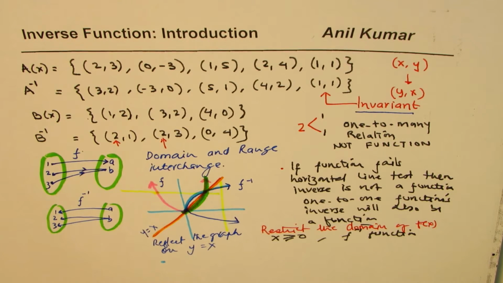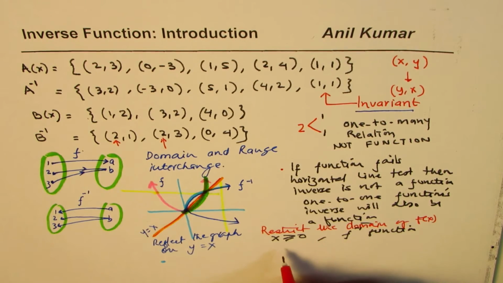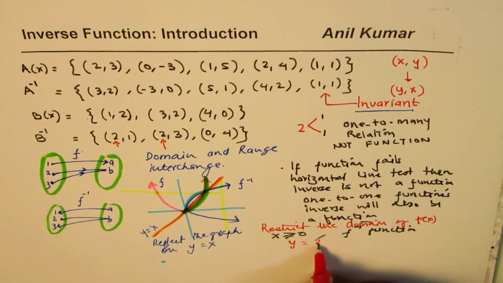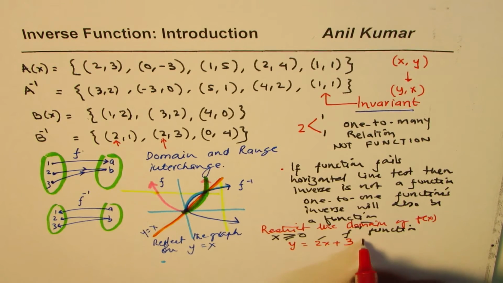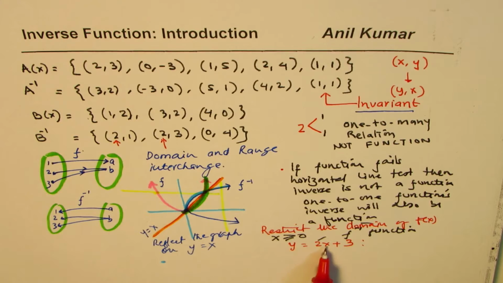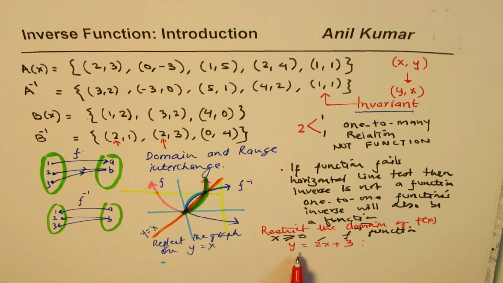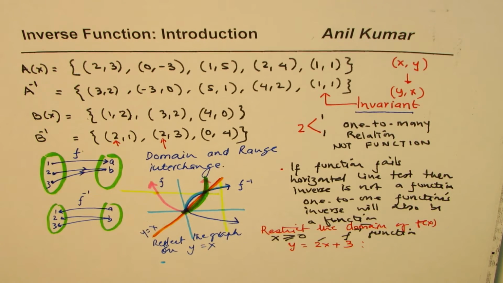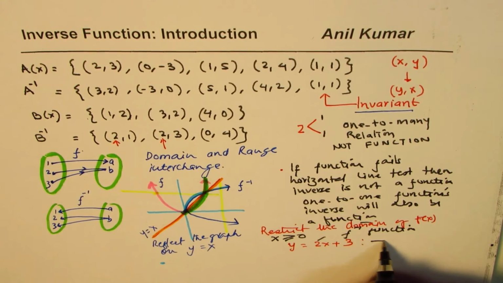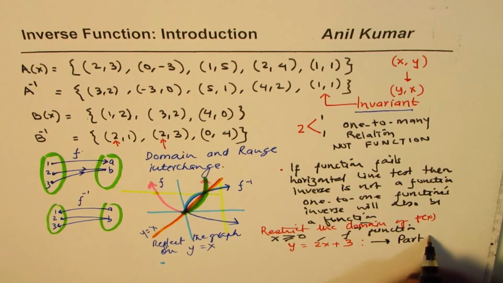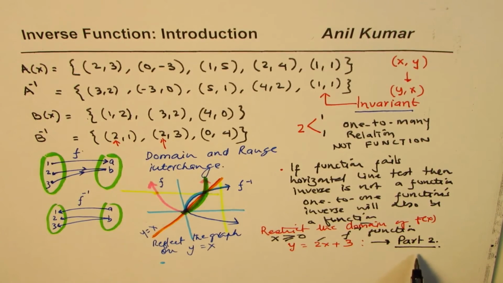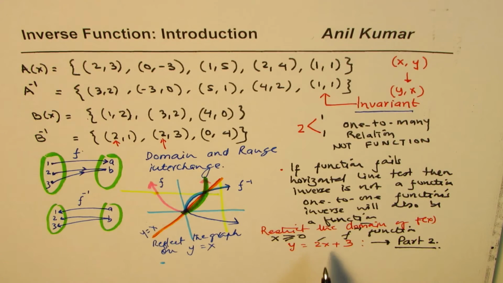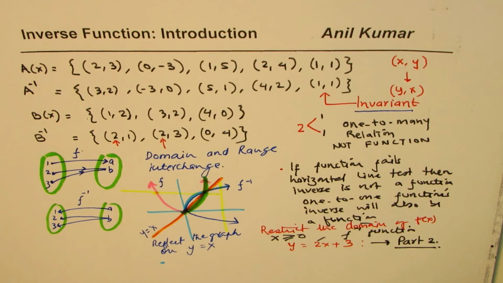Now the last thing which I want to tell you is that we could also find the inverse from equations. For example, we have y equals 2x plus 3. To find the inverse, we have to interchange x and y and then isolate. We could find the inverse from equations by reading them in reverse order. We'll consider how to find the inverse of a function from a given equation in part 2 of our video.